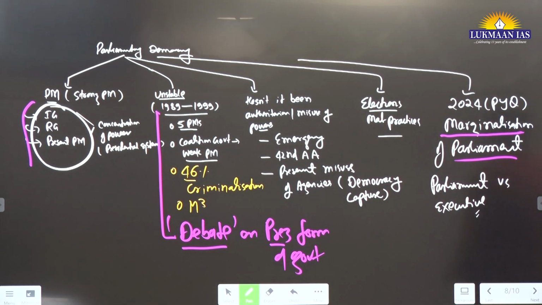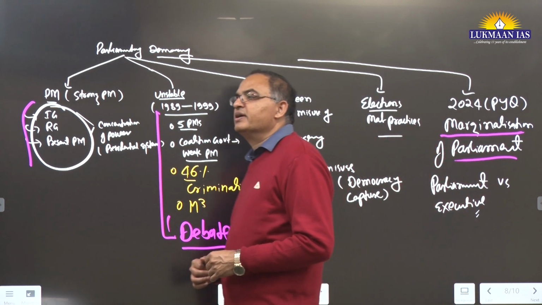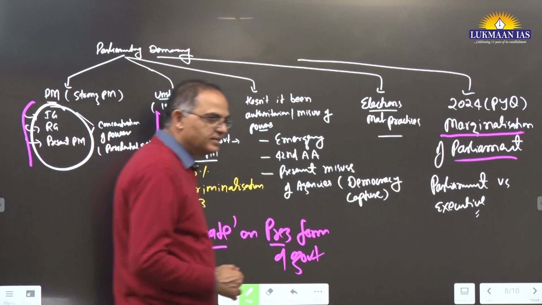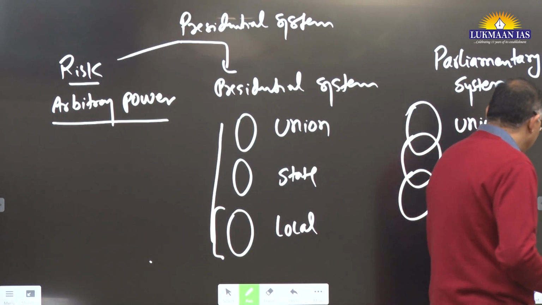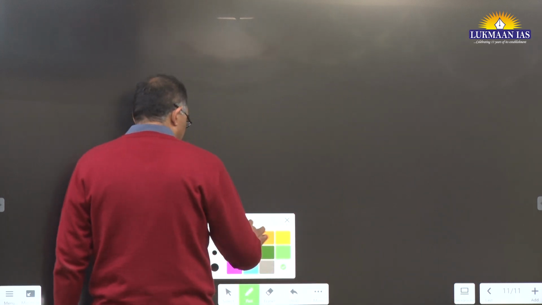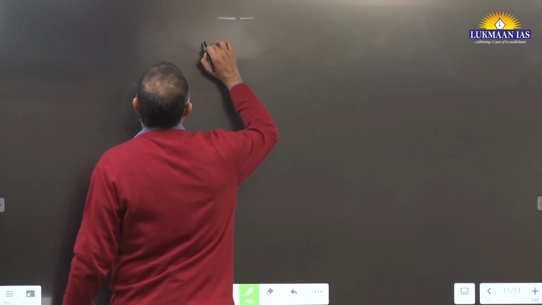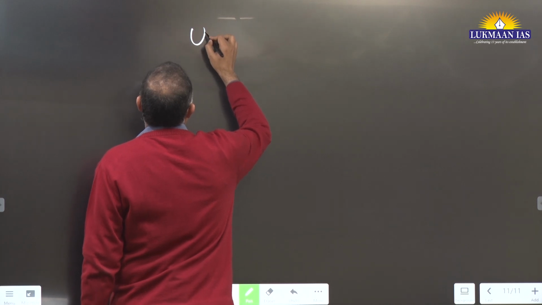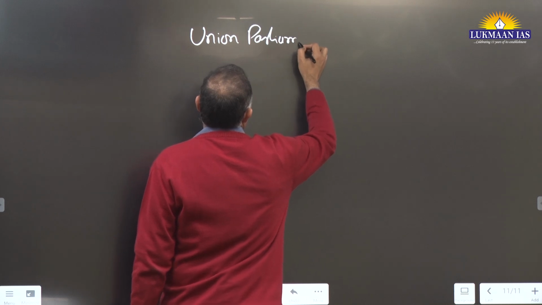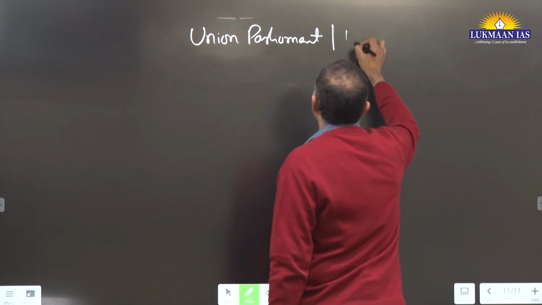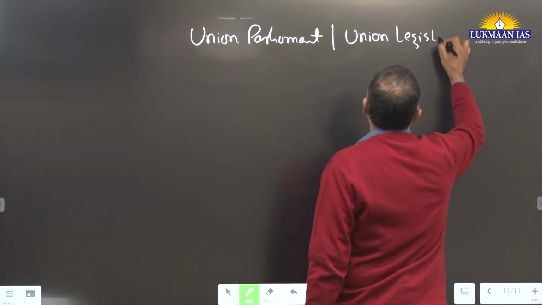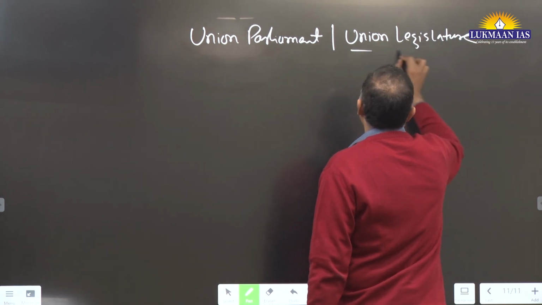Since there is a coalition government, we also expect a question on coalition government. And then finally we'll start the topic called Parliament. First we'll start with the Union legislature, Union Parliament.